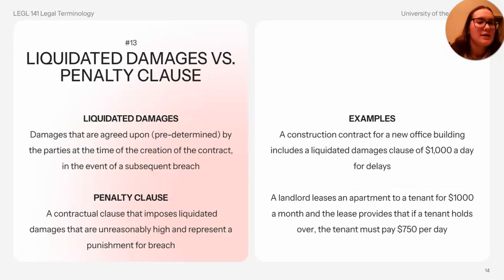contract. Liquidated damages are those that are agreed upon or predetermined by the parties at the time of the creation of the contract, in the event of a subsequent breach. An example would be a construction contract for a new office building includes a liquidated damages clause of $1,000 a day for delay. A penalty clause is a contractual clause that imposes liquidated damages that are unreasonably high and represent a punishment for breach. A landlord leases an apartment to a tenant for $1,000 a month, and the lease provides that if a tenant holds over, the tenant must pay $750 per day.